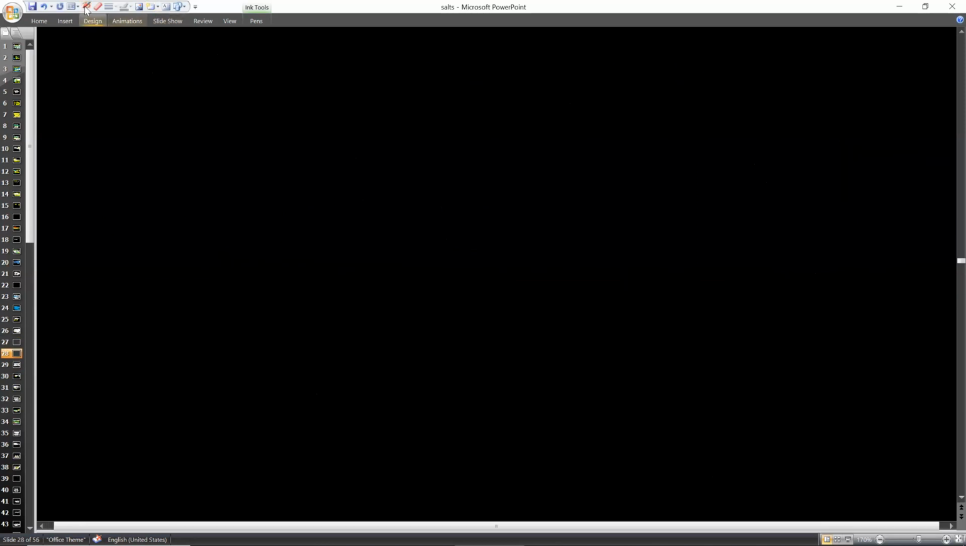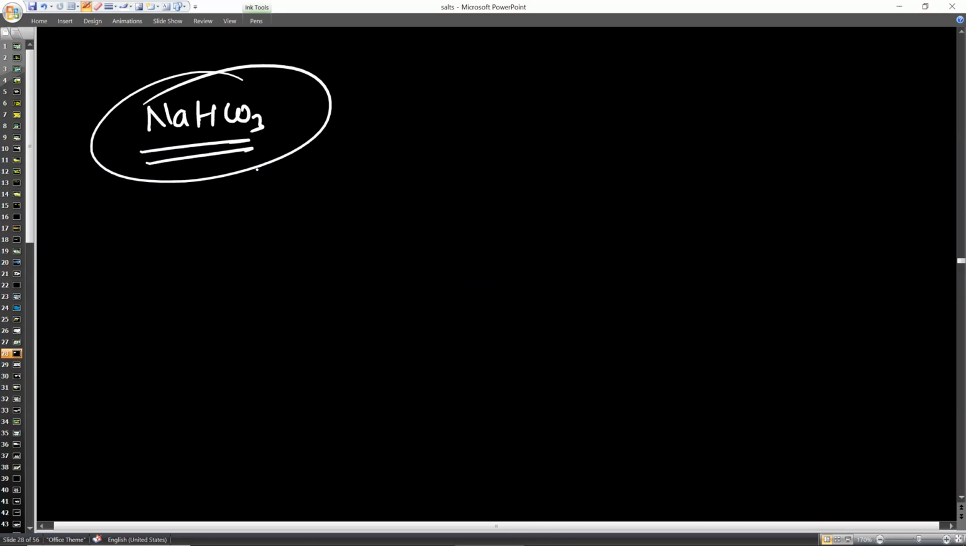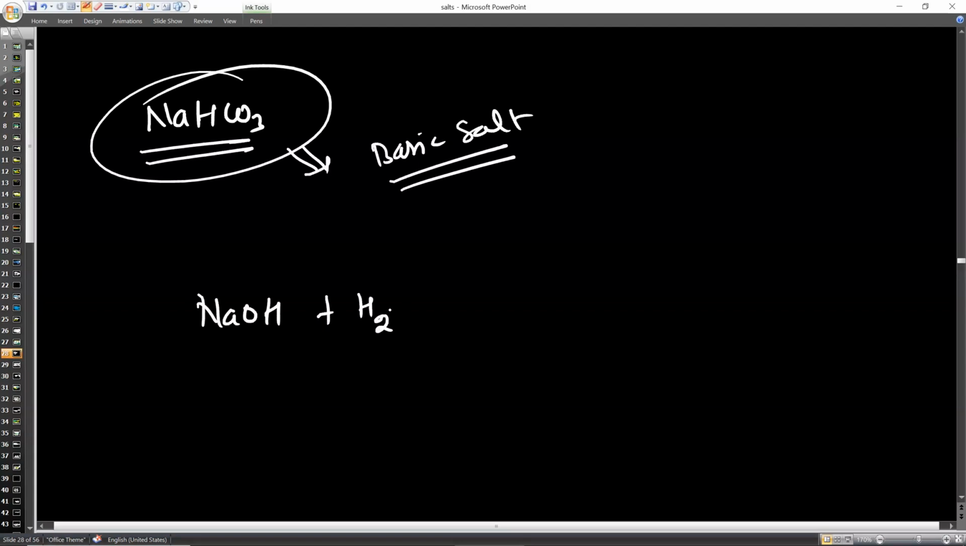The second thing happening here is that this sodium hydrogen carbonate is a basic salt. How can I say that it is a basic salt? Because it is formed when a strong base, NaOH, reacts with a weak acid, carbonic acid. This is a strong base and this is a weak acid. When they react, what will it give you?